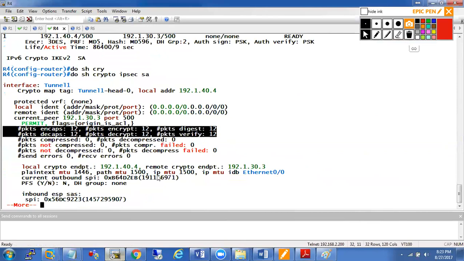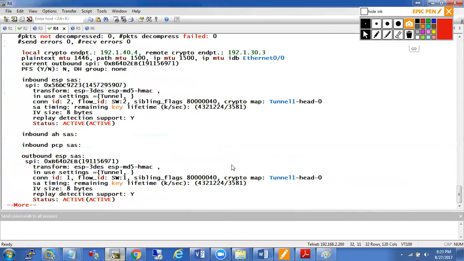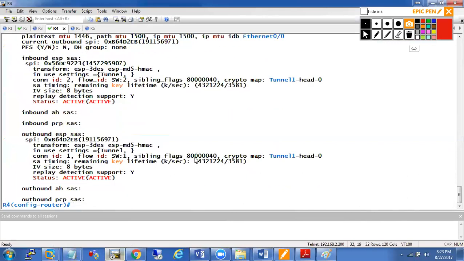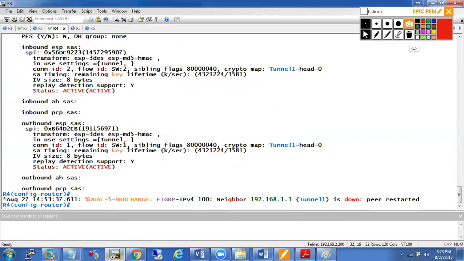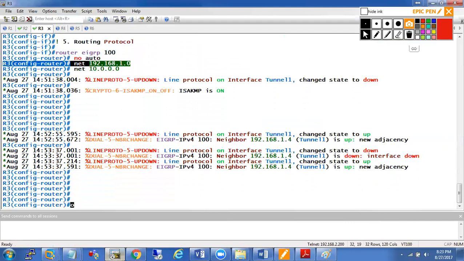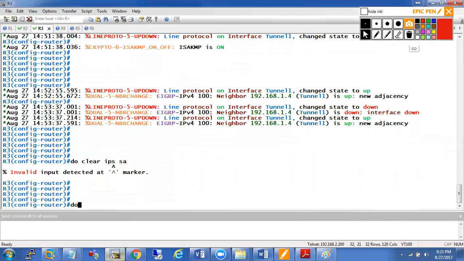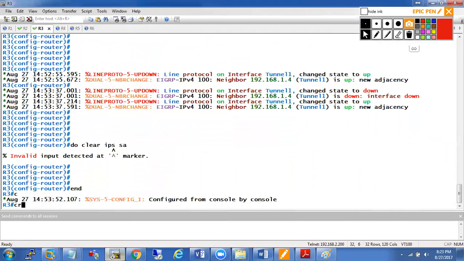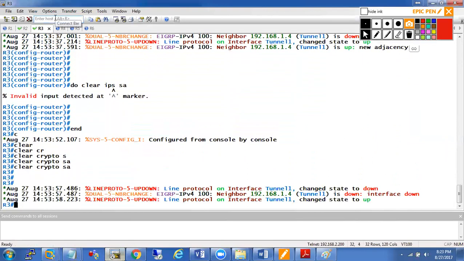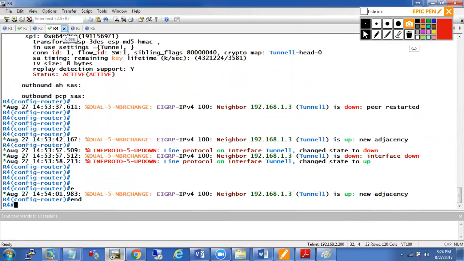All right. Any questions, guys? You guys okay with this? Oh, why did that happen? Clear crypto SA. There you go, it came up. Sometimes one side has come up, so it does that.